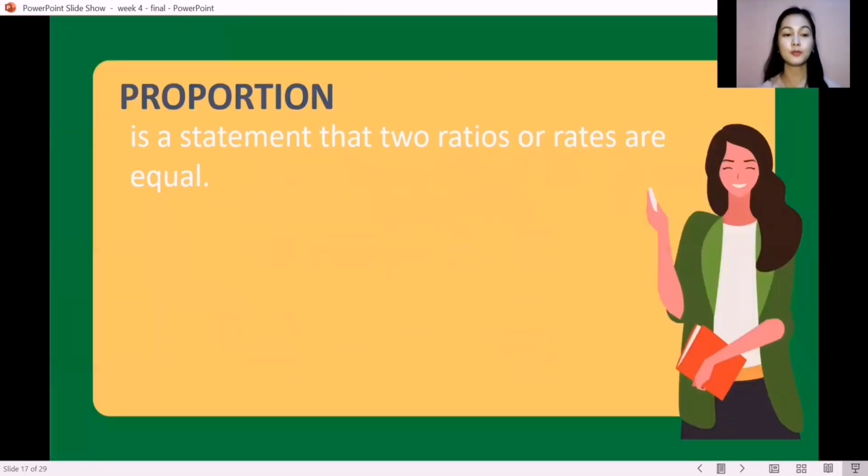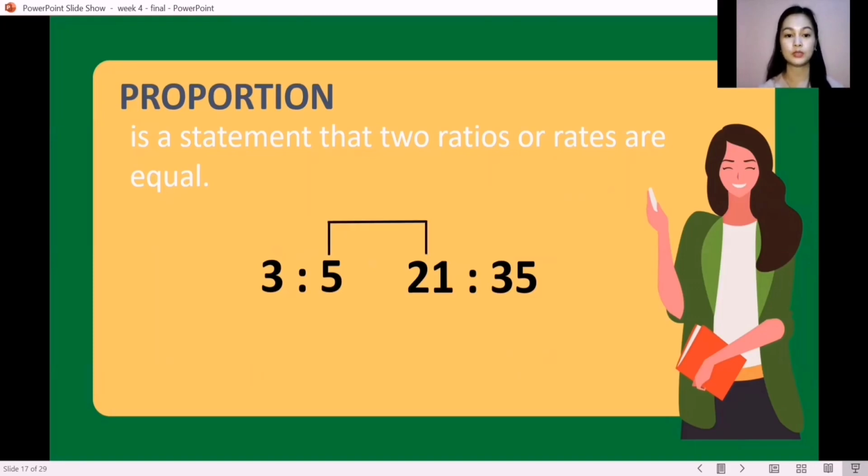Now let us proceed to proportion. When we say proportion, it is a statement that two ratios or rates are equal. So we have here two different ratios: 3 is to 5 and 21 is to 35. Now, how do we know if these two ratios are proportion? If they are equal, they are proportion. But how will we know if these two ratios are equal?